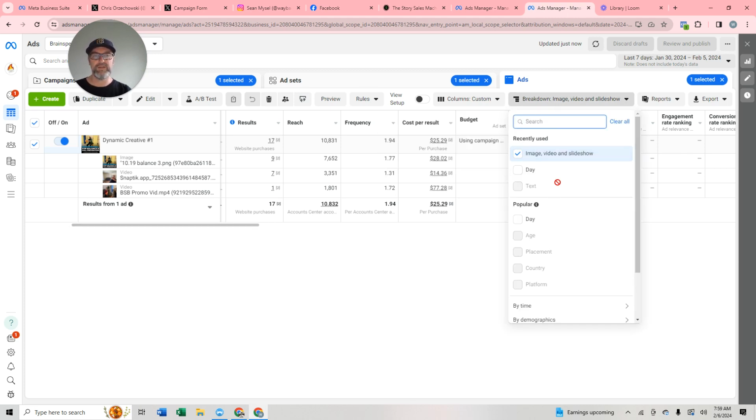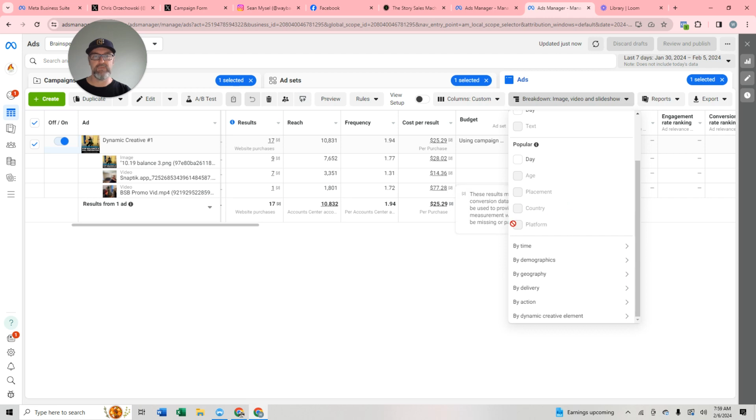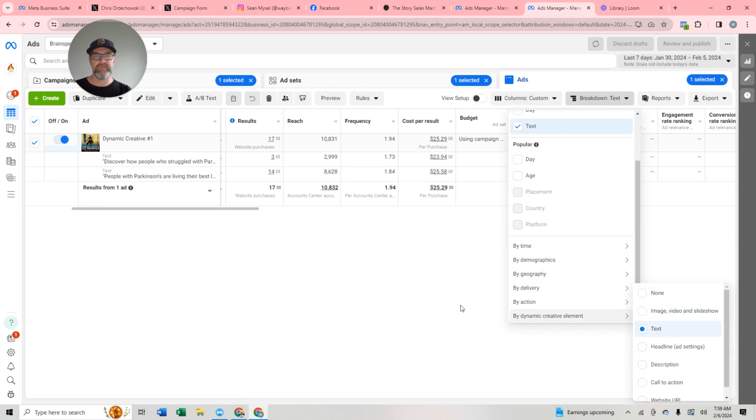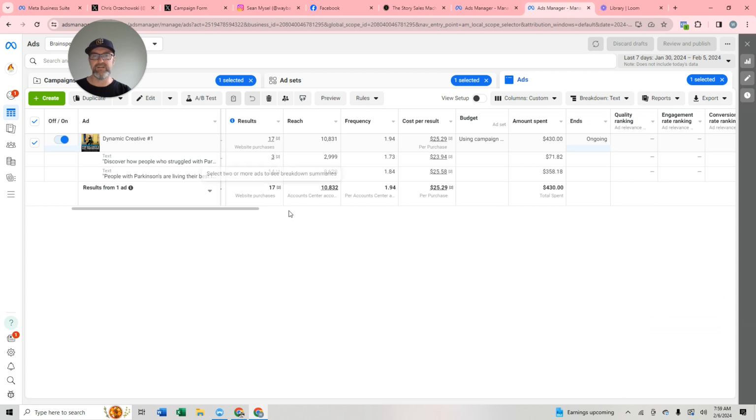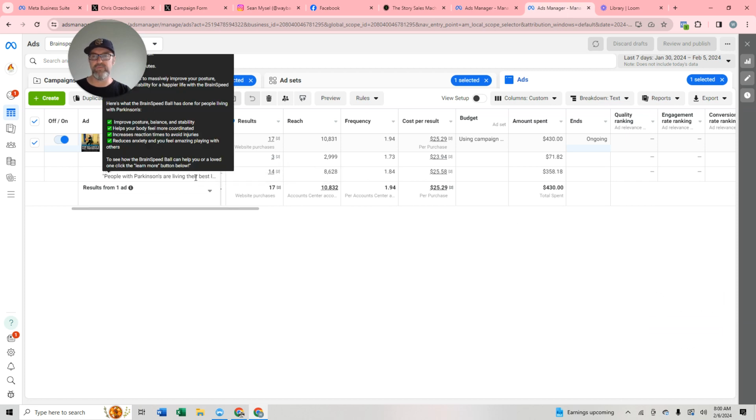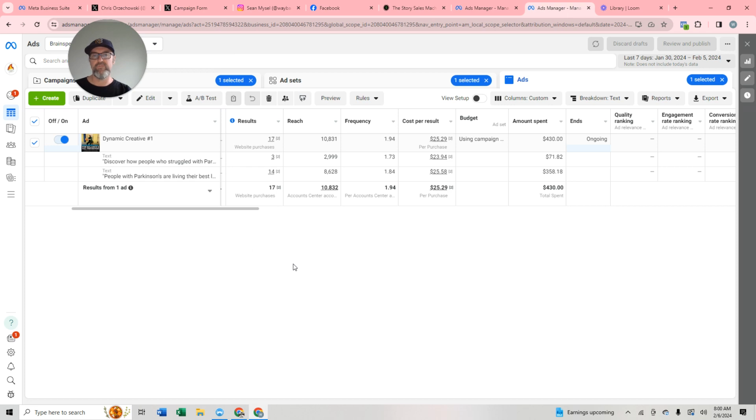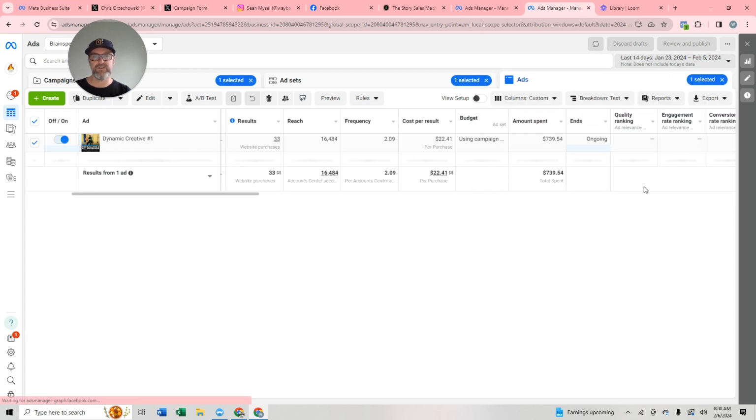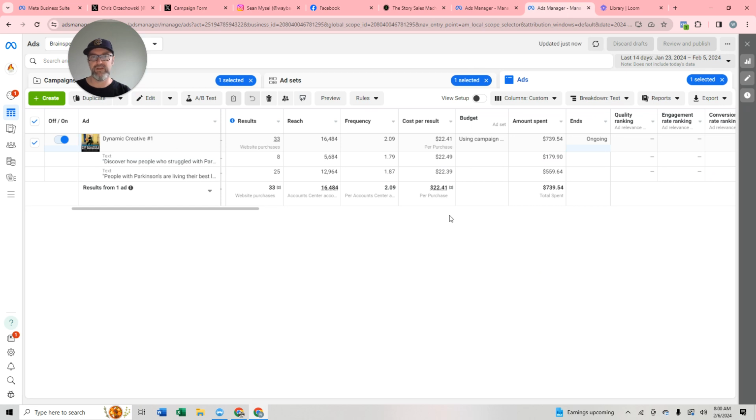Now what I'm going to do is keep this in mind, and then I'm going to look at text. And you can see that this one, people with Parkinson's are living their best life, is really outpulling the other one. And even if we take it 14 days, you can see again the cost per result is almost identical, but it still believes that this ad is outpulling it.